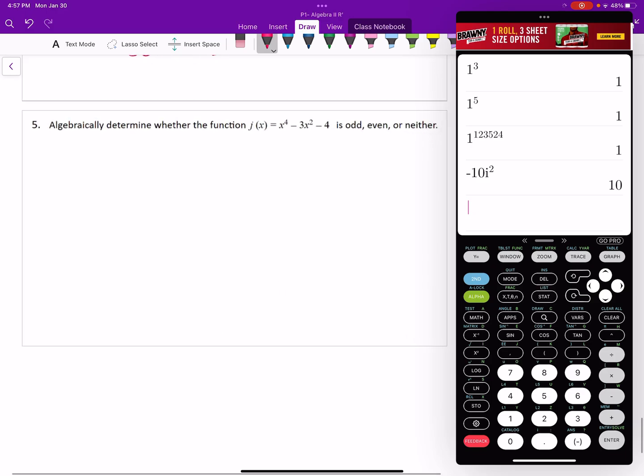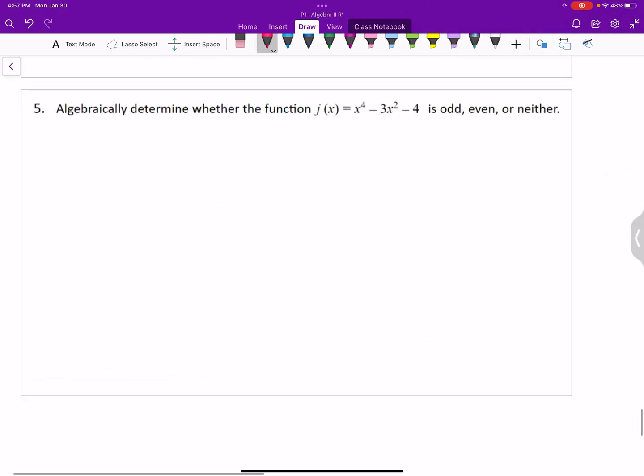Last one. Algebraically determine whether the function j of x is odd, even, or neither. Now the shortcut was to just look at every x's exponents. If every x has an even exponent, the whole function is even. If every x has an odd exponent, the whole function is odd. If some of the x's have an even exponent and some have an odd, then the function is neither.